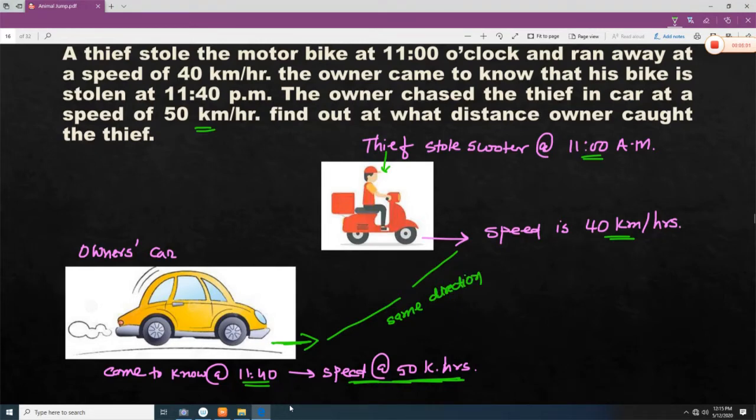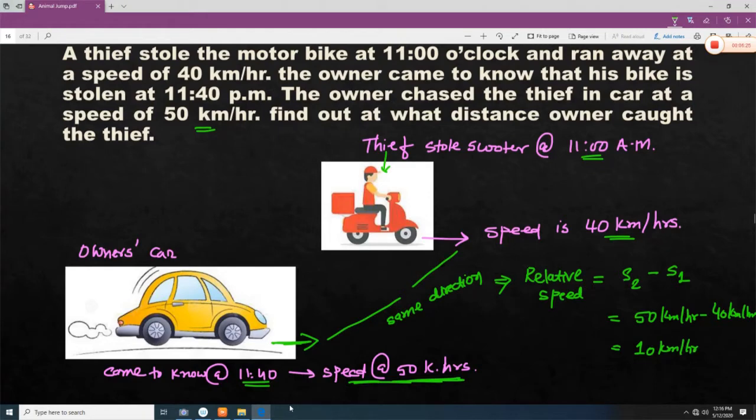When they are running in the same direction, it means relative speed is equal to S2 minus S1. So it is 50 kilometers per hour minus 40 kilometers per hour. So it is 10 kilometers per hour.